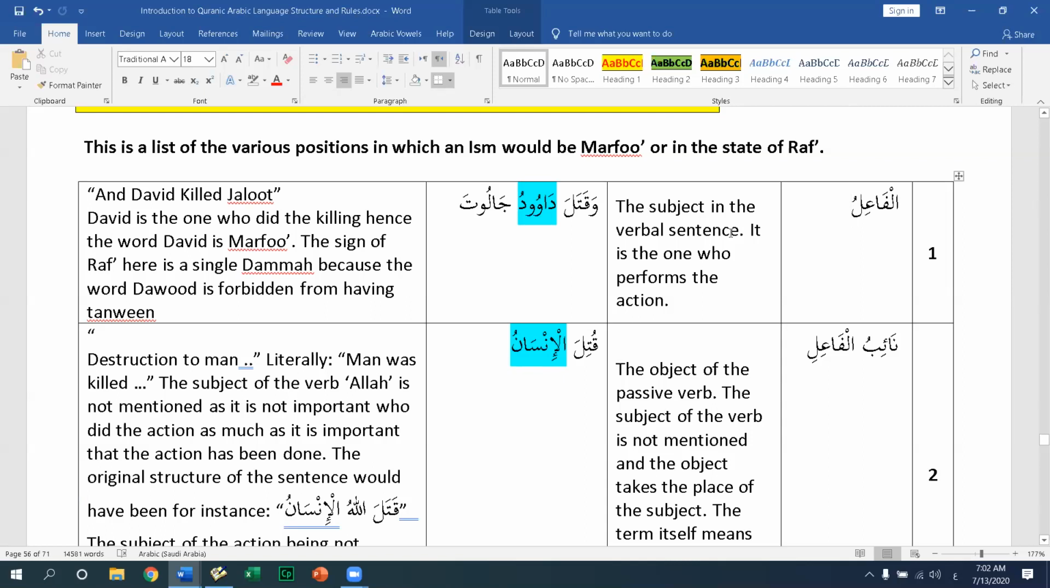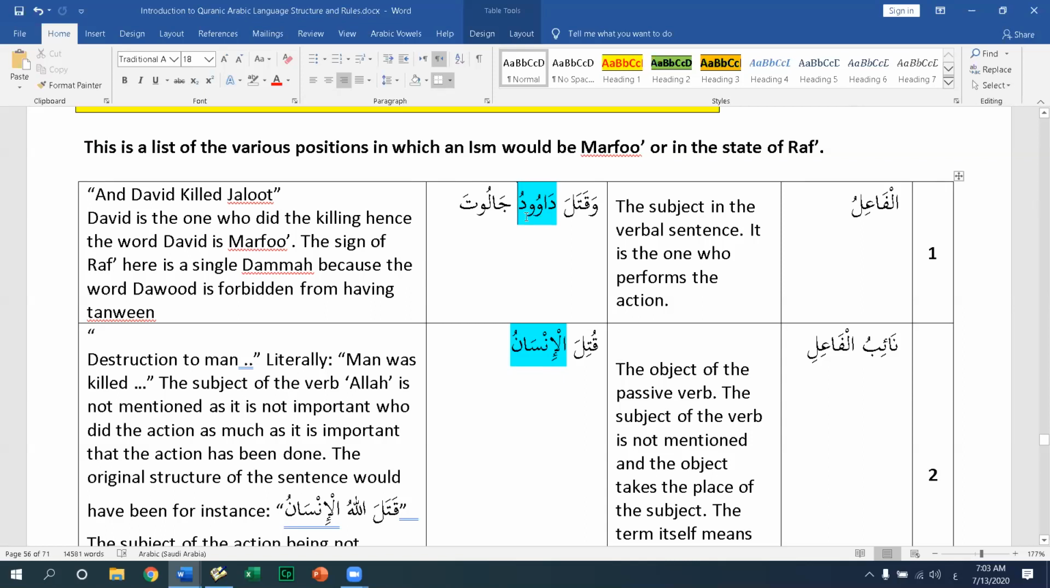So the subject in the verbal sentence, it is the one who performs the action. Dawood, in this case, alayhi salam, is the fa'il. So the way we analyze this, let me analyze this. و حرف العطف عطف جملة على جملة. قتل فعل ماض مبني على الفتحة. داوود فاعل مرفوع وعلامة الرفع الضمة على آخره.